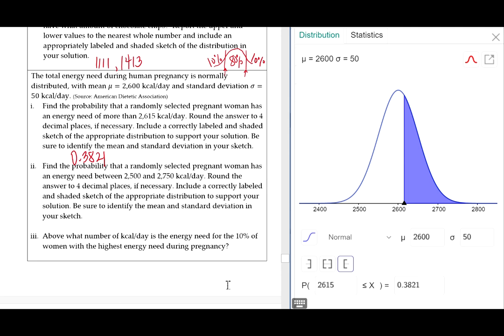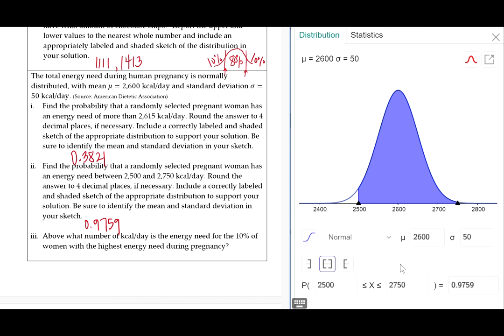Find the probability that a randomly selected pregnant woman has an energy need between 2500 and 2750. So now I'll push the between button and I'll enter in 2500 and 2750. And my probability is 0.9759. And there's my shaded picture.